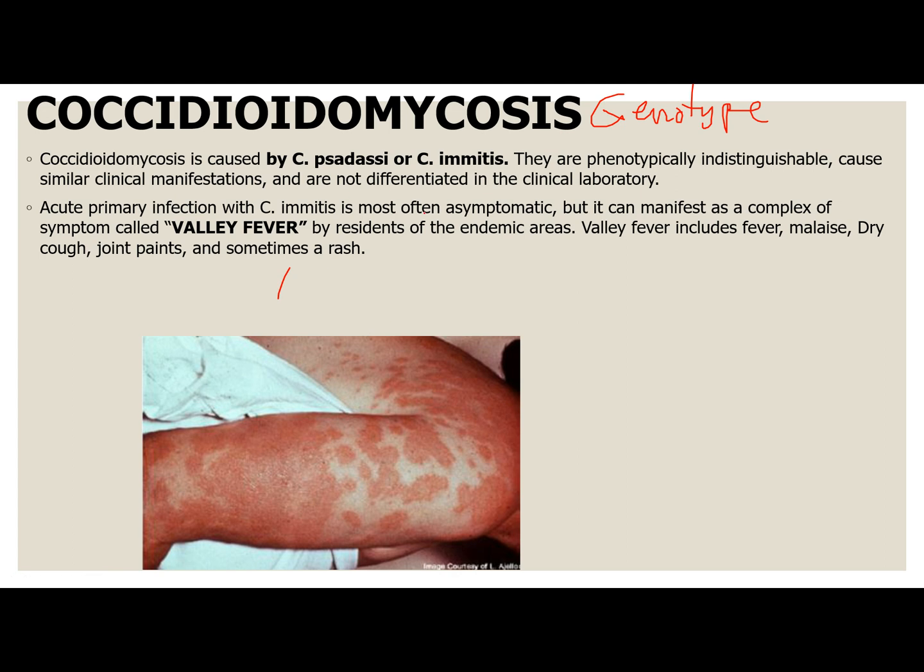Take note of that. When you say acute, class, this is a new infection. They are often asymptomatic. But it can manifest, class, as a complex of symptoms called valley fever by the residents of endemic areas. Symptoms of valley fever, class, would include fever, malaise, dry cough, joint pains, and sometimes a rash. This is the rash, class. So take note of that. This is known to cause valley fever, or coccidioidomycosis.